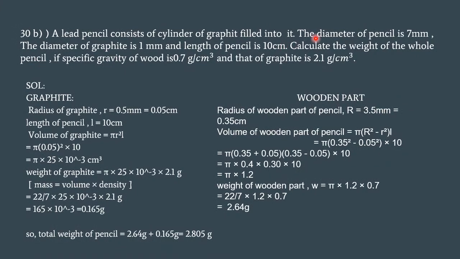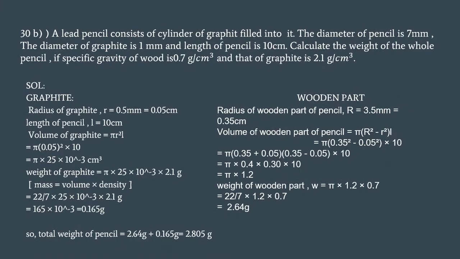Okay, it is given the diameter of the pencil. The pencil has a graphite part and the wooden part. So here they are talking about the wooden part. So radius of the wooden part of the pencil will be 7 by 2, which is 3.5 mm. Now convert mm into centimeters. 1 mm will be 0.1 centimeters, so 3.5 mm will be 0.35 centimeters.